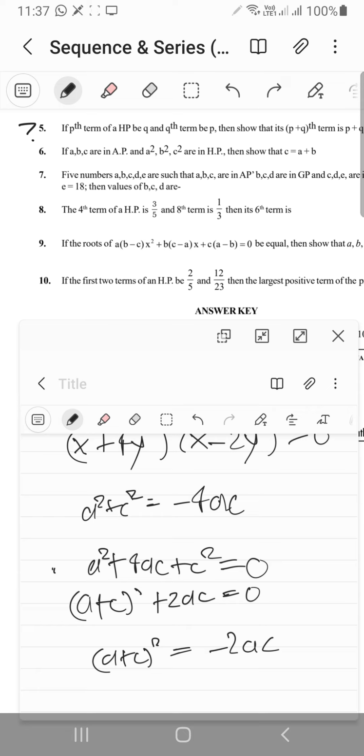Okay, and we have to show that c is a plus b.